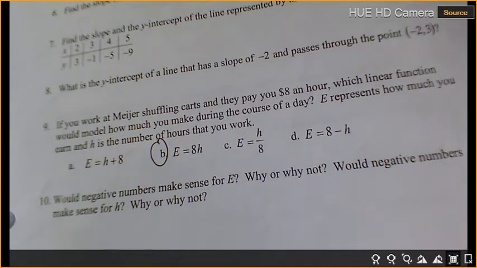So, would it ever make sense to have a negative H? We talked about how you could get a negative E. There's very few situations. Could you ever have a negative H? Yes. When? Say you get paid a salary and you got sick. You're still paid. The issue here is you can't work negative hours. Even vacation time, where you still don't work, is still not negative hours. It's still 0.